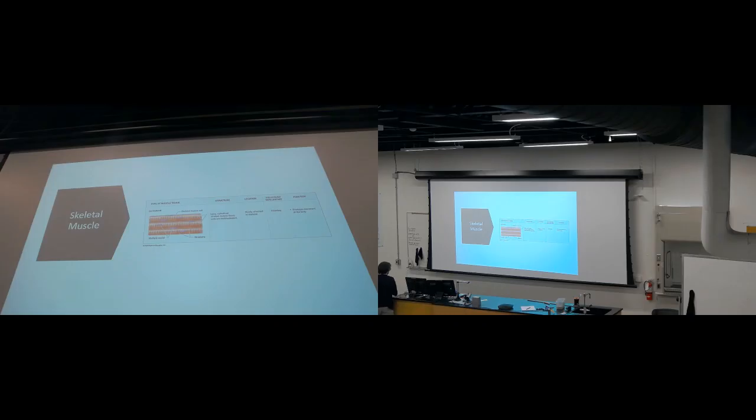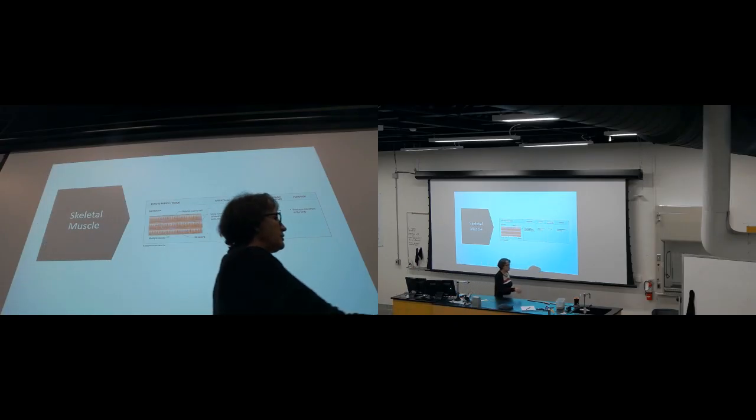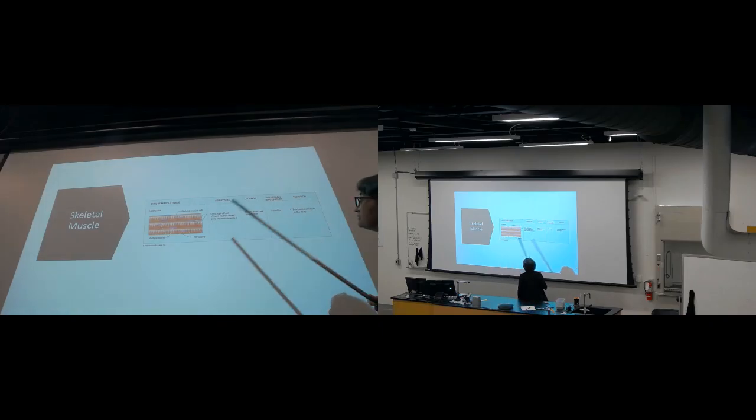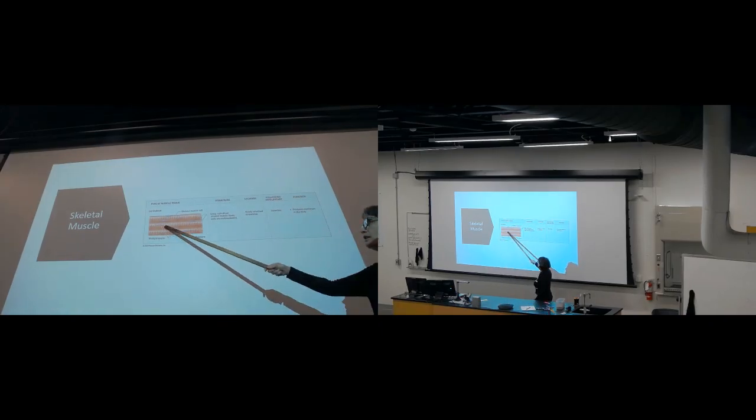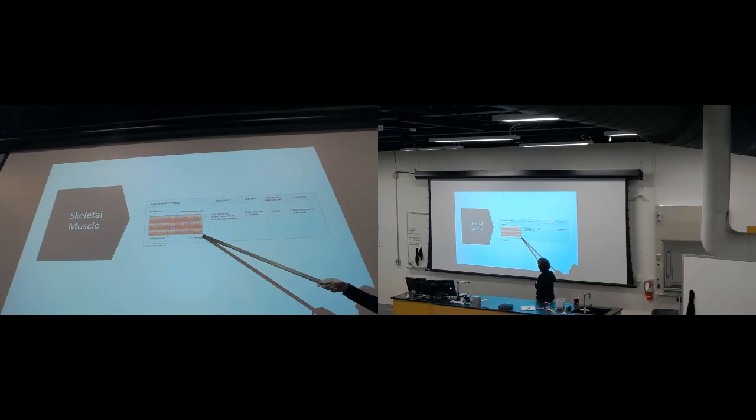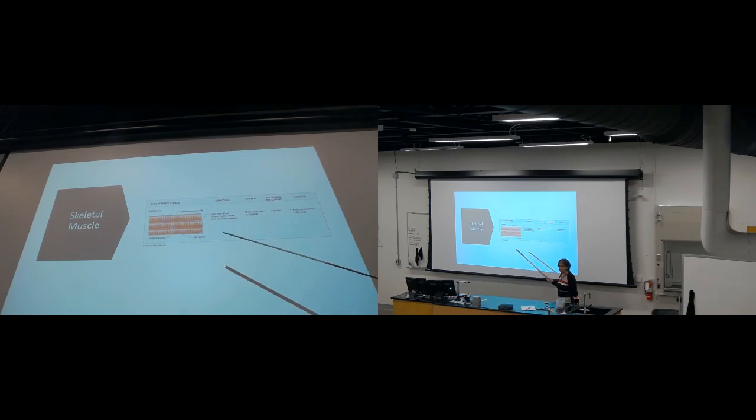So here are the characteristics of skeletal muscle. You have already seen this before. This is one cell, another cell, another cell. So three cells together. They are long, cylindrical. Another name for muscle cells is muscle fibers.